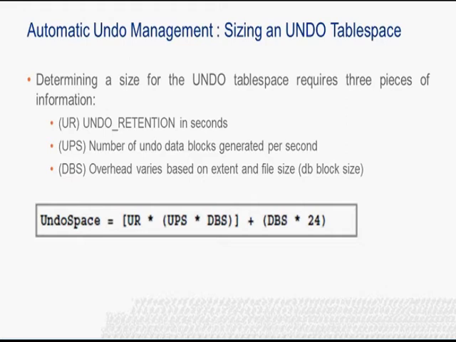Columns end underscore time and begin underscore time are date data types. The query is: select sum of undo blocks divided by sum of end time minus begin time multiplied by 86400 from $undo stat. When date data types are subtracted, the result is in days. To convert days to seconds, we multiply by 86400, the number of seconds in a day. The result of the query returns the number of undo blocks per second.